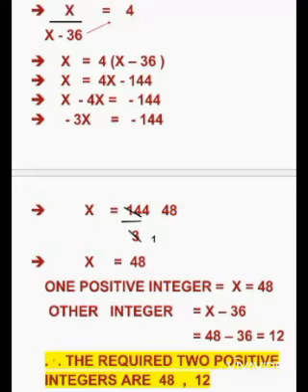So children, first we considered one positive integer as x, which will be equal to 48. The other integer we considered as x minus 36. So in place of x you have to write 48 minus 36, which is equal to 12. So they have asked what are the two positive integers. So the required two positive integers are, one is 48, another one is 12.